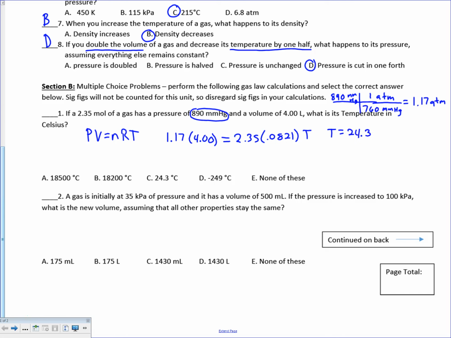But you have to be careful again here because the temperature that comes out of PV equals nRT is temperature in Kelvin. I asked you for the temperature in Celsius here. You know that Kelvin equals Celsius plus 273. All right, we want Celsius though, so Celsius is going to equal Kelvin minus 273. All right, which means that we end up here with D, negative 249 degrees Celsius.